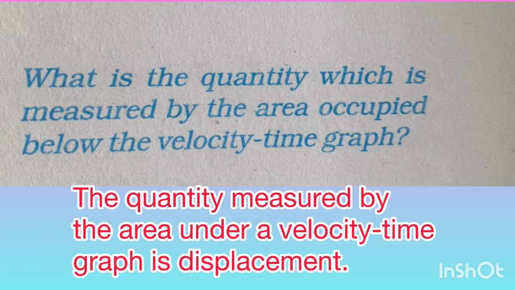Question number 4, what is the quantity which is measured by the area occupied below the velocity time graph? So answer is the quantity measured by the area under velocity time graph is displacement.